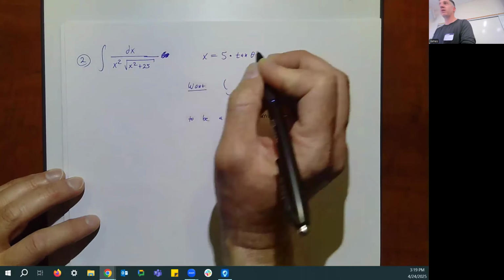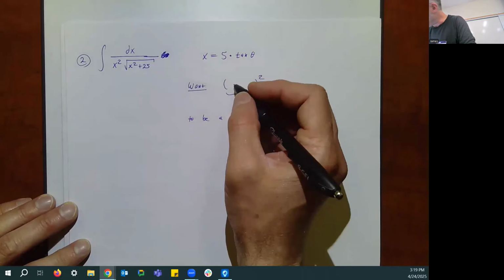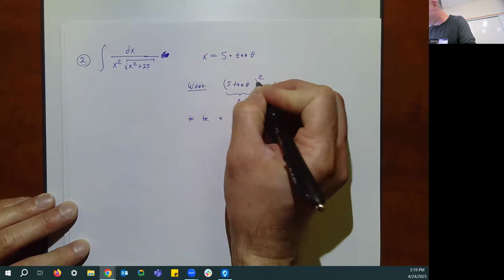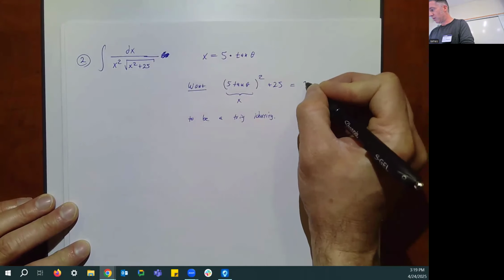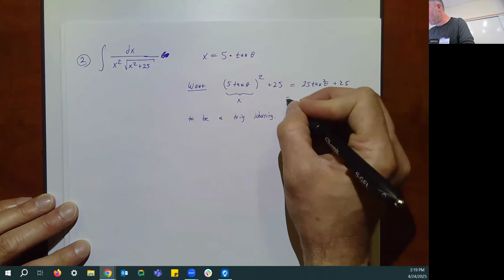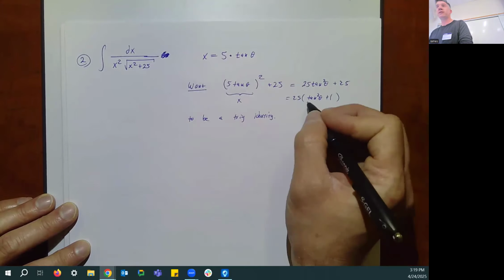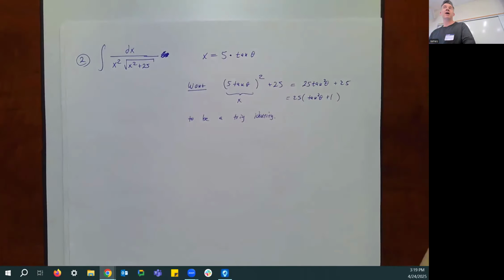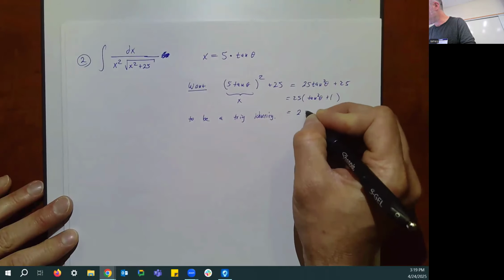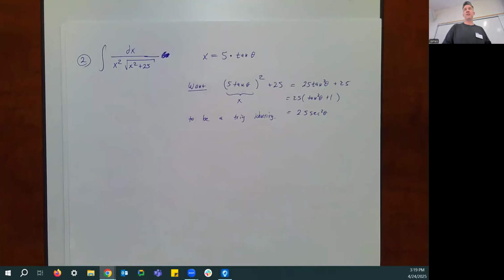And again, the reason for this is that when you plug in x in the square root there, you're going to get 5 tangent theta squared plus 25, which becomes 25 tangent squared theta plus 25. We factor out the 25, we get tangent squared theta plus 1. And then 1 plus tangent squared is secant squared. So again, the impetus for doing any of this is that we want the thing in the square root to be some trig identity that becomes simpler.